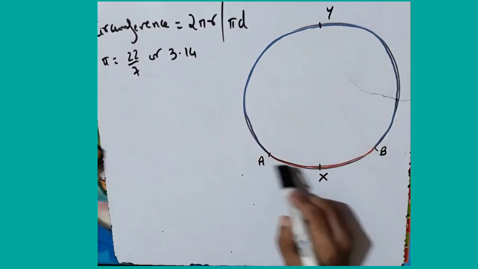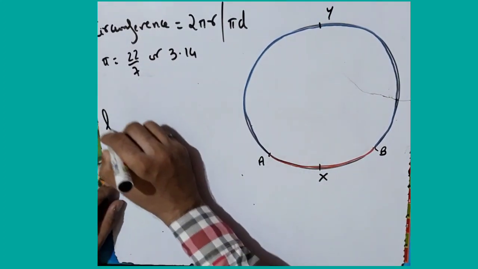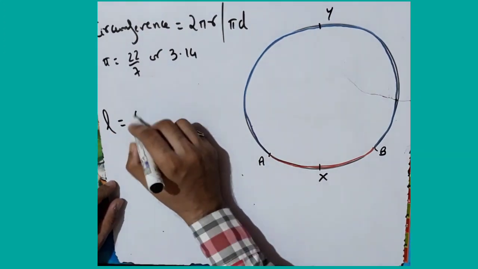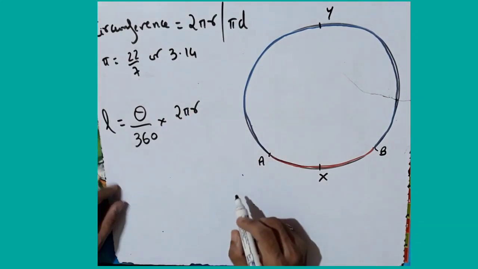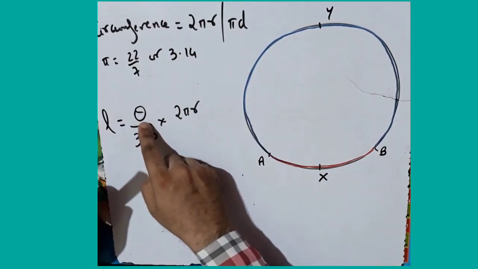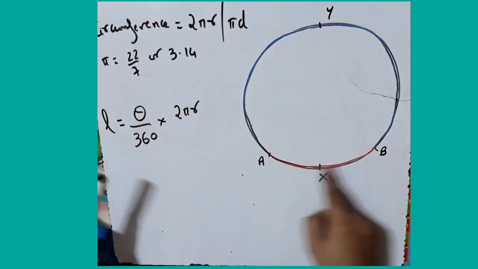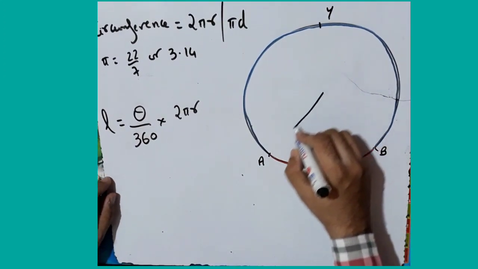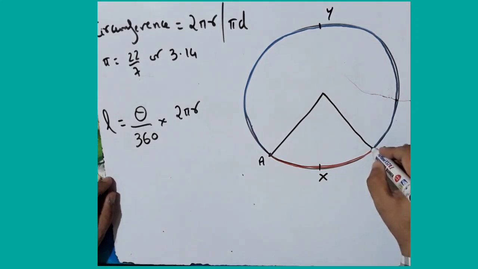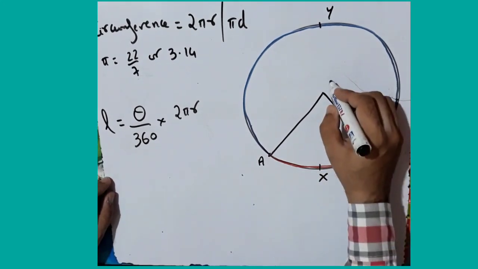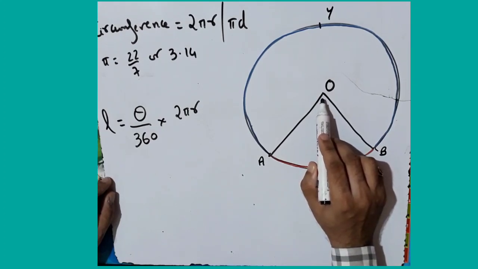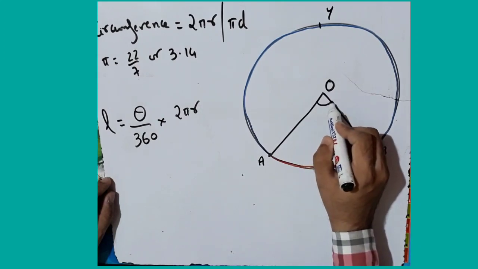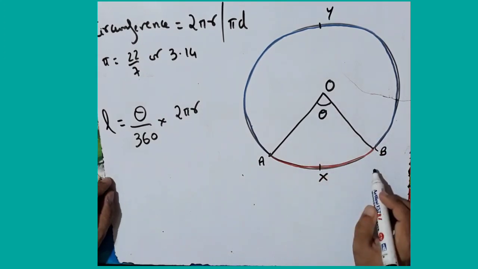To find the length of the arc denoted by L, we have one formula, theta upon 360 into 2 pi r. Now what is theta? Every arc has one corresponding central angle. Angle at the center of the circle is called the central angle. Now this central angle is denoted by theta.